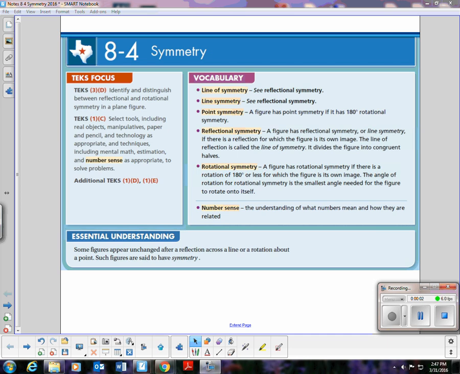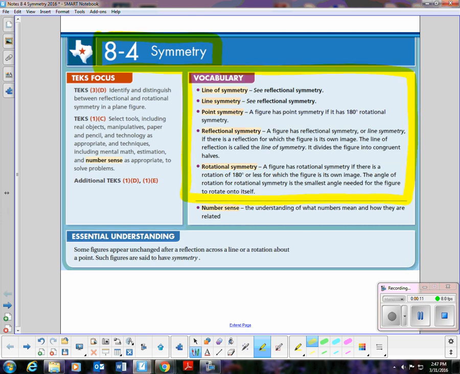Welcome to Geometry Pre-AP. Today we're going to do some video notes on symmetry. Again, make sure you're writing down the things that I have in the highlighted box. All right, and I'll pause the video so you can get those things down.